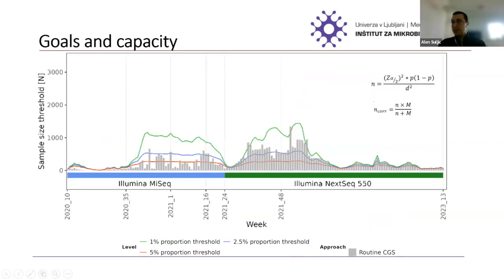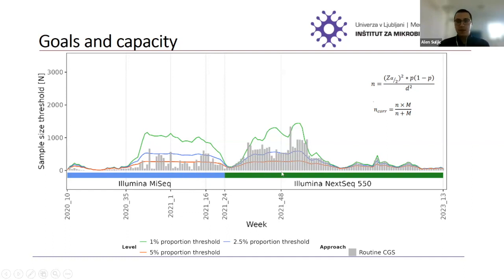So, this figure shows the number of samples that we were able to characterize using the complete genome sequencing, shown in gray bars. Based on the weekly numbers of positive samples, we calculated the sample sizes needed in order to reliably detect variants circulating in the population at different levels. So at 1% proportion, shown in the green line, 2.5% proportion, shown in the blue line, and 5% proportion shown in red.